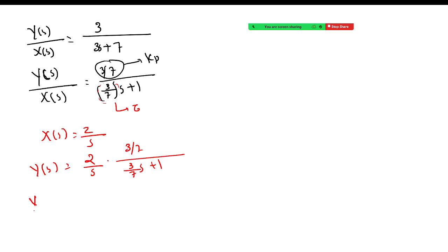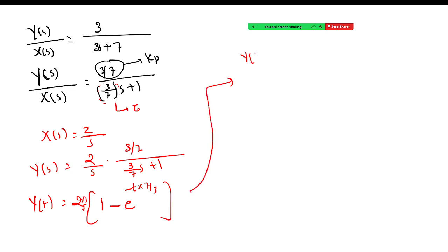So directly I can write y(t) equals 2 into 1 minus e to the power minus t by tau, right? 2 into 3 by 7, into 1 minus e to the power minus t by tau. Tau is 3 by 7, so 1 by tau will be 7 by 3. Is it clear? So I can write y(t) equals 6 divided by 7 into 1 minus e to the power minus 7t by 3.